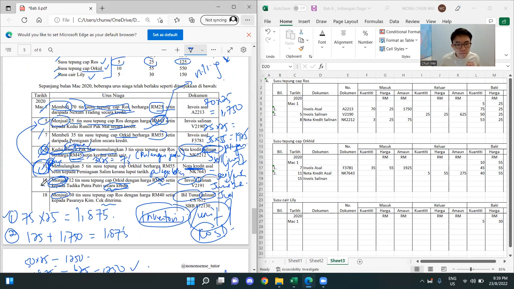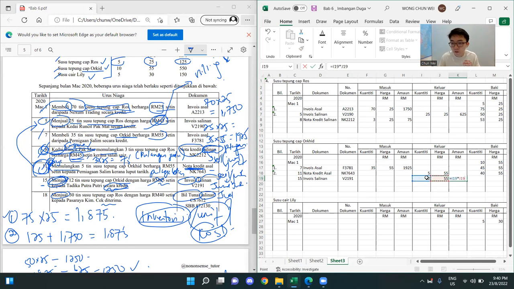So 15, so you jual, right? So dia keluar lah, right? Because it's sell. So this one, invoice salinan V2191, all right? And then you jual, so dia keluar lah. So 12 tin, harga dia, I don't care about harga, what is the cost? When we beli is 55, right? So sini 55, amount will be 12 times 55, you get 660.